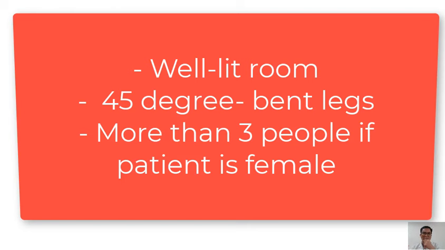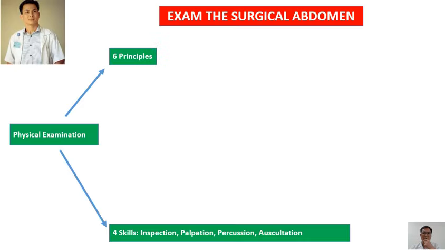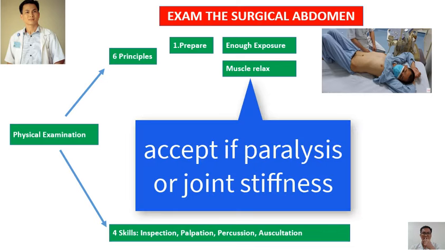The patient should lie in a comfortable position with relaxed muscles. Typically, both legs should be bent at a 45-degree angle between the thighs and legs. However, if the patient has paralysis or stiff knees, hips, or any joints, adjustments should be made accordingly. We have to accept it.